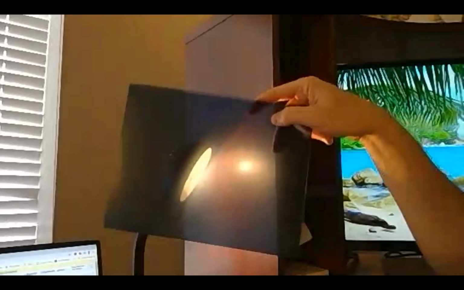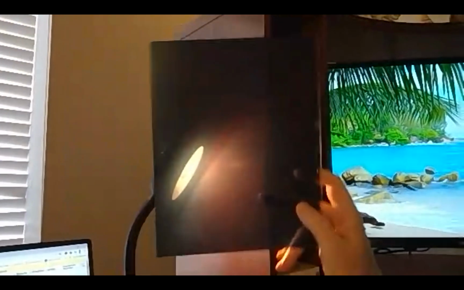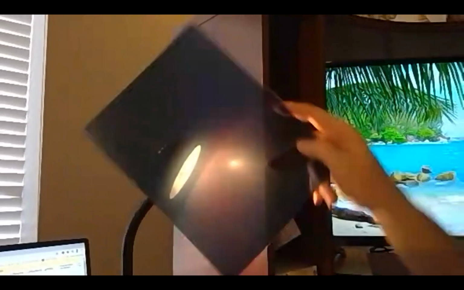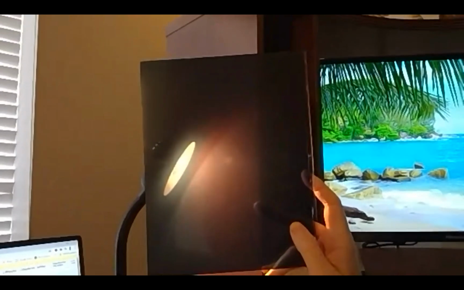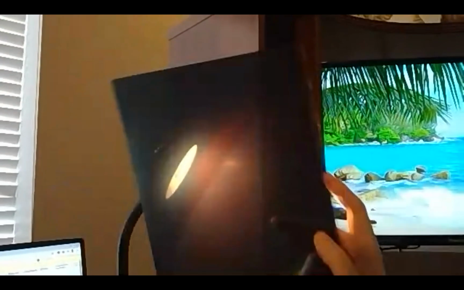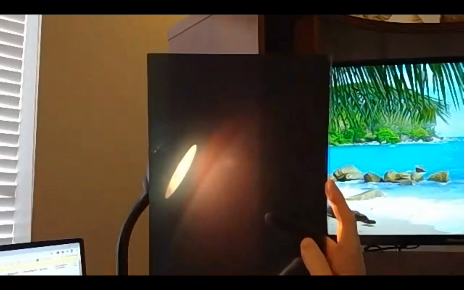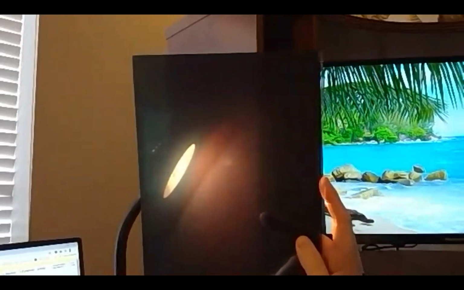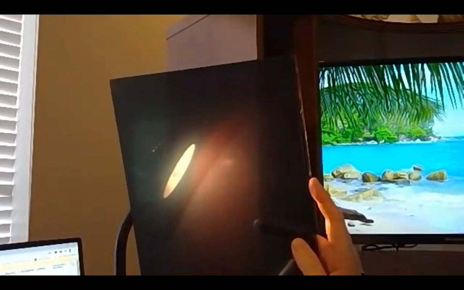Okay, so look at the reflection, and you see how here the reflection is a lot less, and here you see the reflection more. Now it's not 100%, but there's definitely a difference. Here, the reflections are minimized. I mean, you still see a little bit of reflection, but not as much. Turn it like this, and the reflection comes back.